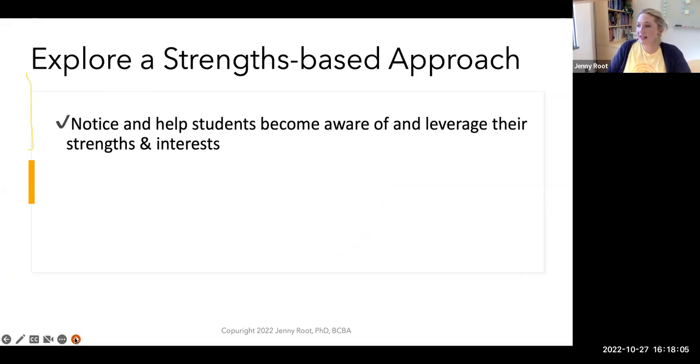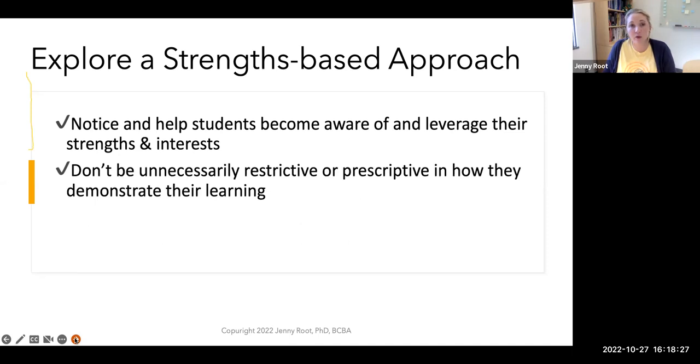Here are a few ways that you can explore a strengths-based approach. One, just think a little bit more about your students. Now that I've given you a lot of information about individuals who may have identified or non-identified disabilities, think about what are their needs and what are their strengths. Getting to know your students to find out what their interests are can help you to focus on that. You don't want to, though, be unnecessarily restrictive or prescriptive in how students demonstrate learning.